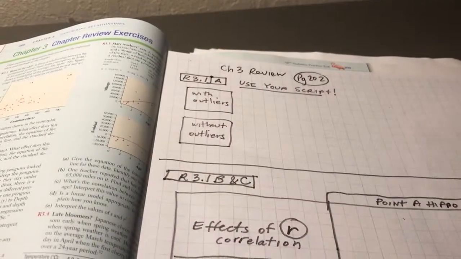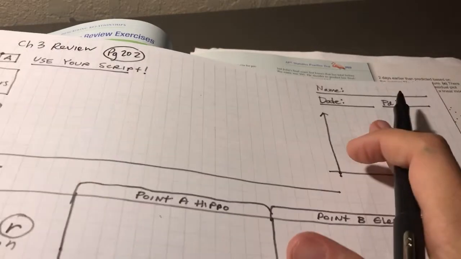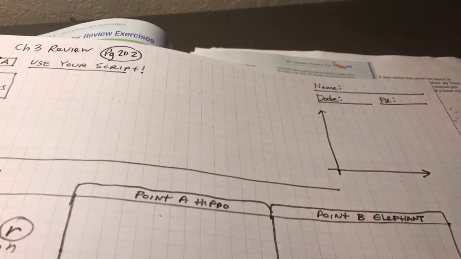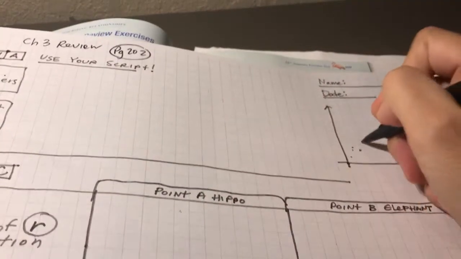So let me realign my camera here. So how would I write this out? Make sure anything you turn in to me, you put your name, date, and period. And I'm going to make just a quick sketch of what they seem to have going there.